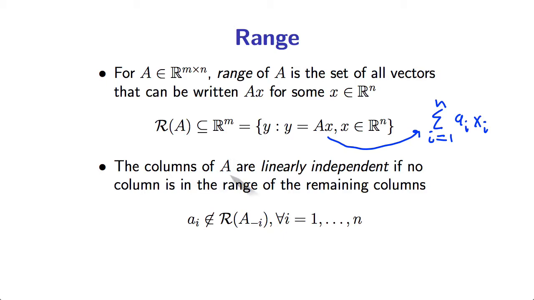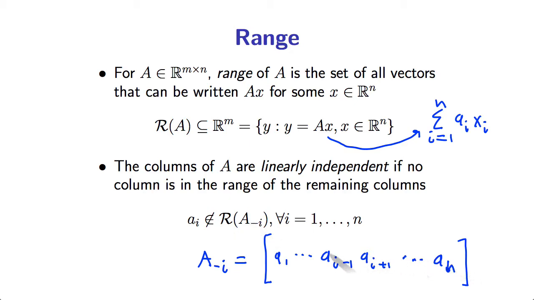And we say that the columns of A are linearly independent if no column is in the range of the remaining columns. And the way we write that is that a_i, the ith column of A, is not in the range of A_-i. So A_-i here would be the matrix where we take out the ith column, so there's no a_i column anymore. So a_i is not in the range of this.